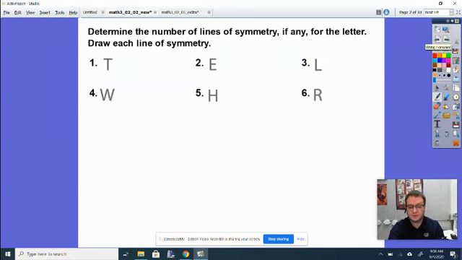Okay, next part just talks quickly about line of symmetry. You guys should all be able to do this. Where can I fold this, and it will be the same on both sides? So I fold T down the middle, and it's the same on both sides. E is this way.